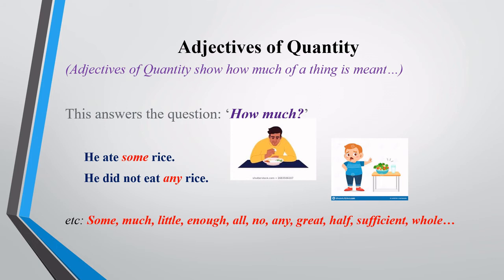Adjectives of quantity. Adjectives of quantity will talk about how much of a thing is meant. This will answer the question, how much? He ate some rice. He did not eat any rice. Some more examples are given below: some, much, little, enough, all, no, any, great, half, sufficient, whole, and there are many more.